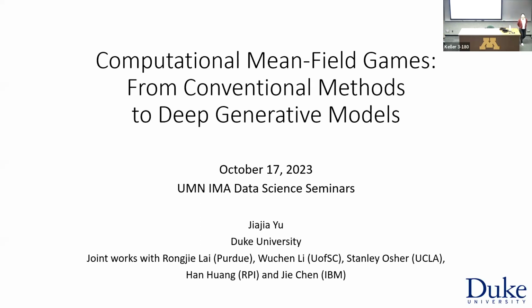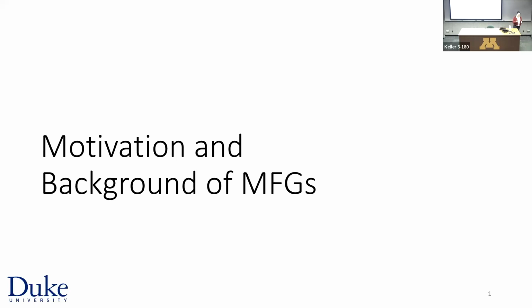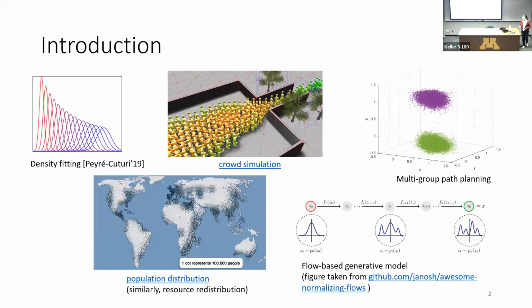Thank you, Professor Kundo, for the introduction and invitation, and I'm happy to be here. So today I'm going to talk about some computational methods for mean field games. In the first part I will talk about some conventional methods in low dimension Euclidean space, and then we switch to neural networks, and I will talk about some relation between mean field games and generative neural networks in the second part. So to start with, let's talk about why we care about mean field games and what's the background about mean field games.